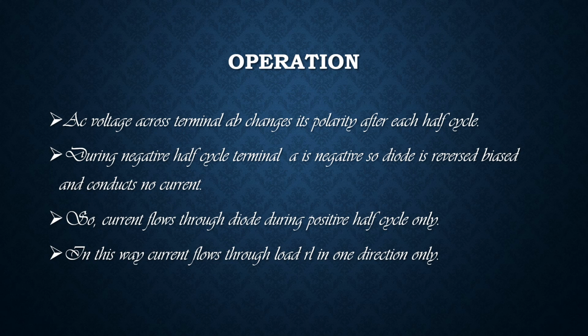Operation. AC voltage across terminal AB changes its polarity after each half cycle. During negative half cycle, terminal A is negative, so diode is reverse biased and conducts no current. So current flows through diode during positive half cycle only. In this way, current flows through load RL in one direction only.